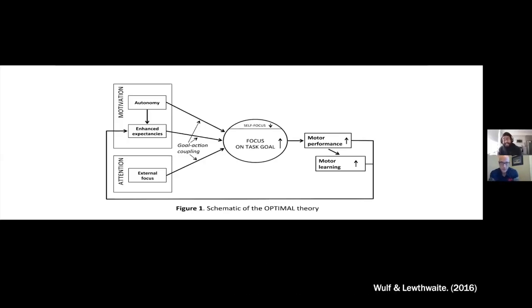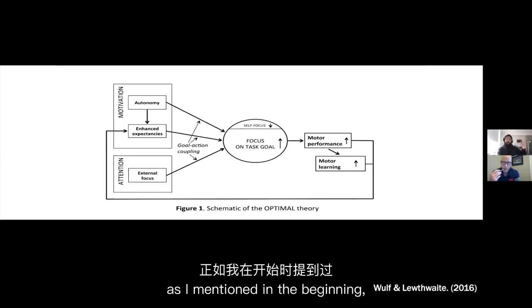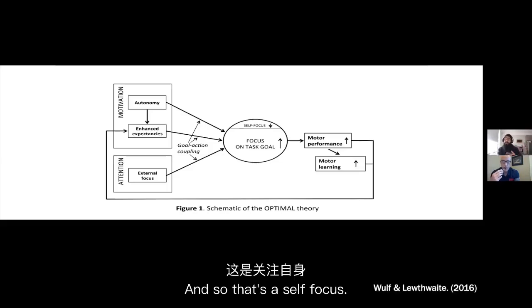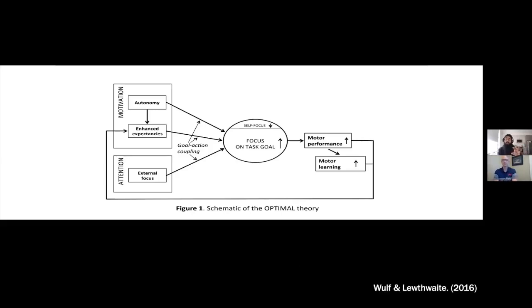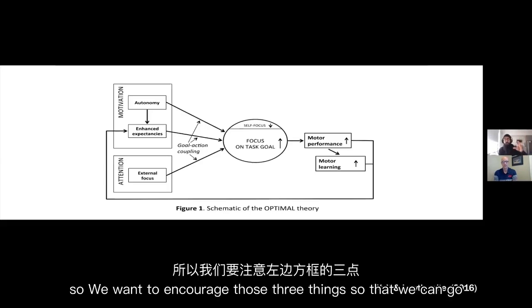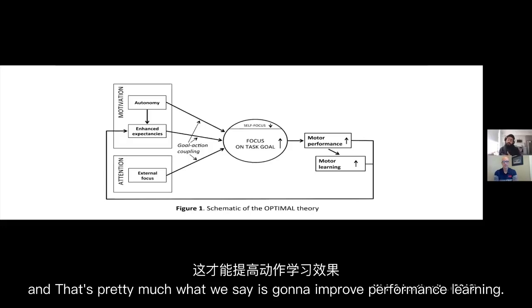Okay, and then the circle, focus on task goal and self-focus, just really quickly. Yeah, as I mentioned in the beginning, we may provide instructions that direct attention to the body, and so that's a self-focus. Or if you're not enhancing confidence, you're kind of talking to yourself like, oh man, what am I doing wrong? Focusing on myself rather than the goal of the task. So we want to encourage those three things so that we can focus on the task goal more. And that's pretty much what we say is going to improve performance and learning.